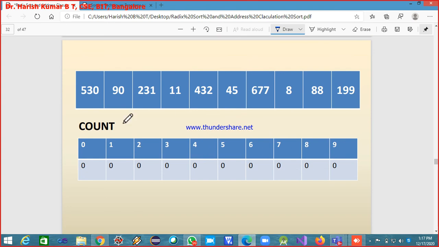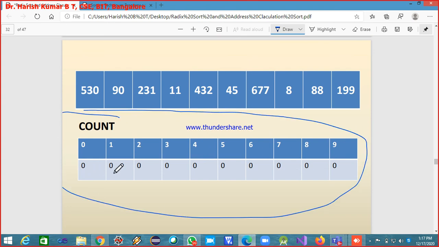Now again I have to build my count array. Everything I've reinitialized to 0, but now the input is the output of the previous iteration. So now I look into the digit in the tens position and update my count array. Initially everything is made 0.